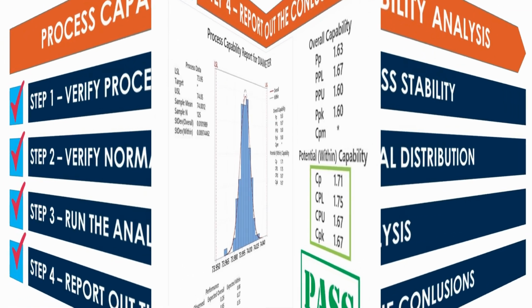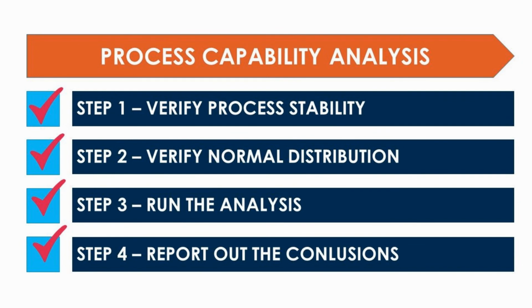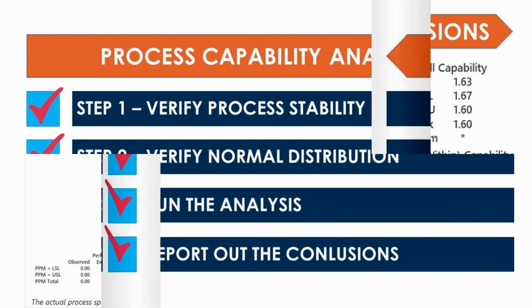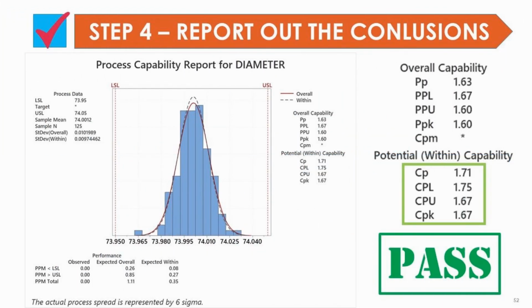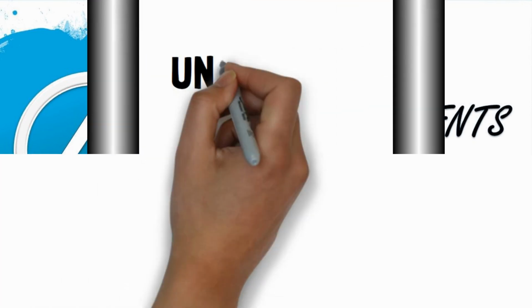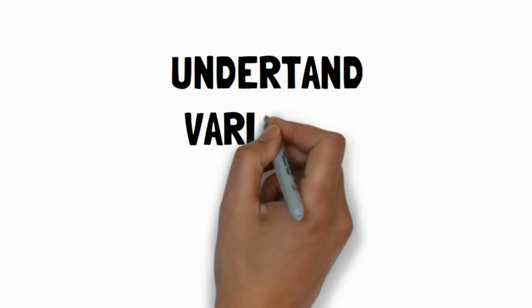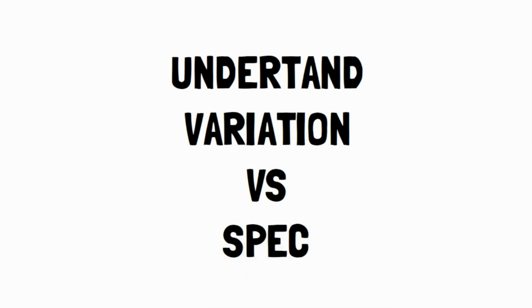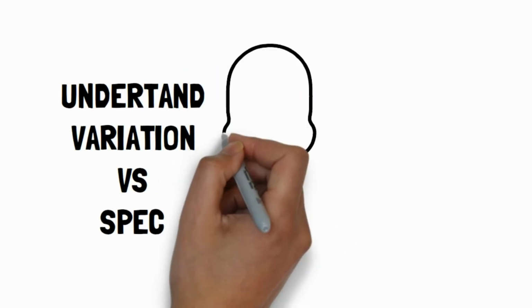So right now we verify that the process is stable, that we have the normal distribution, we run the analysis, and we need to report out the conclusion that is pretty good. Okay, so remember, we reviewed the idea, the requirements, the formulas, and we have a practice. So we learned today that the comparison between variability and the spec is a life or death challenge.